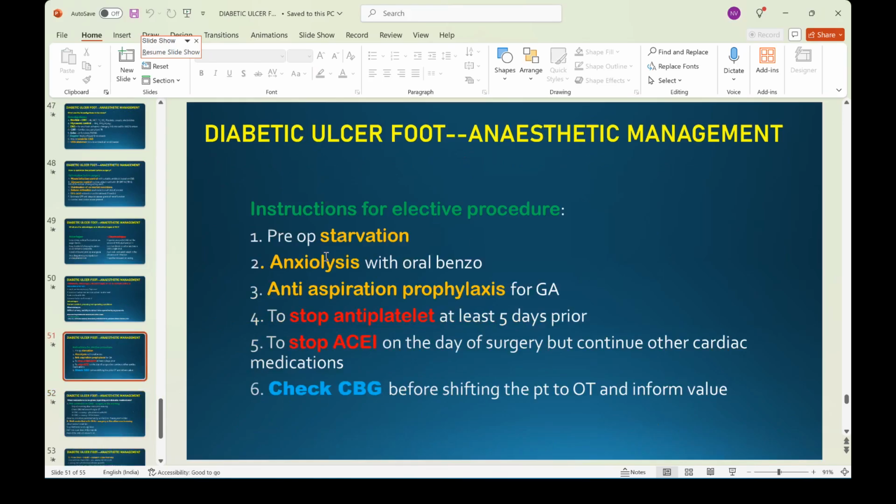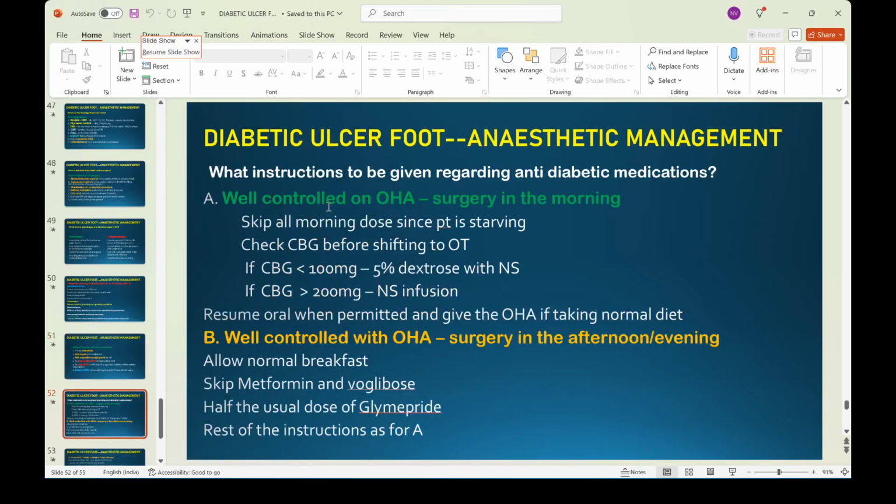And instructions for elective procedure: free of starvation, anxiolysis, anti-aspiration prophylaxis, stop antiplatelets, stop ACE inhibitors, check CBG before shifting to OT, and instructions to be given regarding anti-diabetic medication.